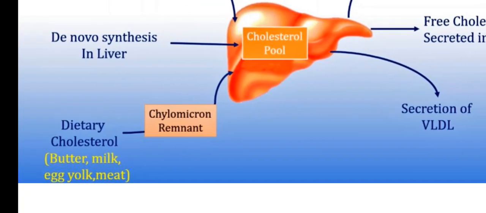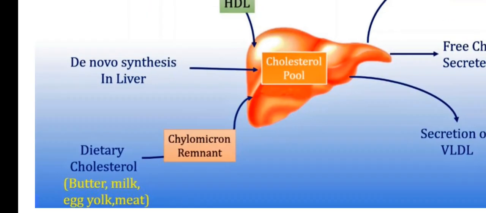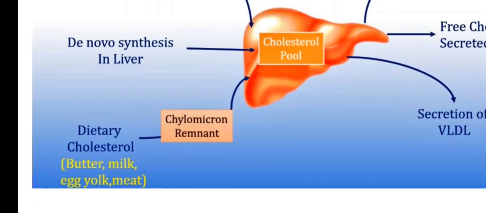Apart from that, the liver can obtain cholesterol from the diet. You can see butter, milk, egg yolk. These can be digested and they form what we call chylomicrons. They can bring about cholesterol. So you can see there's a cholesterol pool in the liver because the liver is getting cholesterol from the HDL, and from the diet as well. Now, the liver can also synthesize cholesterol on its own via de novo synthesis of cholesterol in the liver. That is the third part. So there are three ways in which the liver can obtain cholesterol, by which this cholesterol pool can be increased.